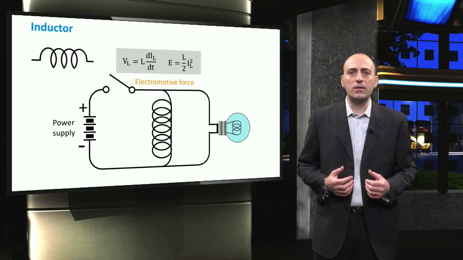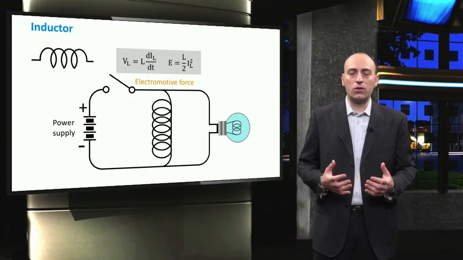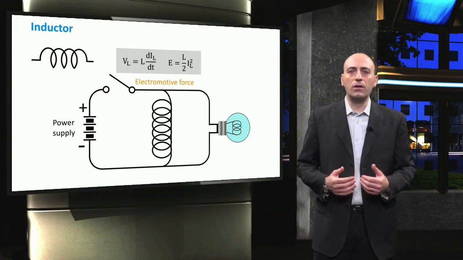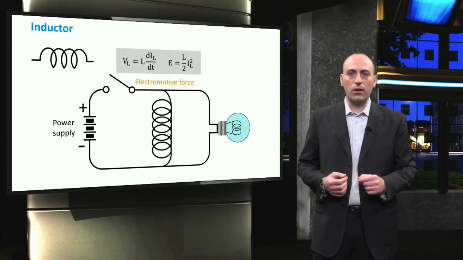This type of behavior is given by this first-order differential equation, where the voltage across the inductor is proportional to the derivative on time of the current that flows through the coil. And by calculating this current, it is also possible to calculate how much magnetic energy is stored in the coil.